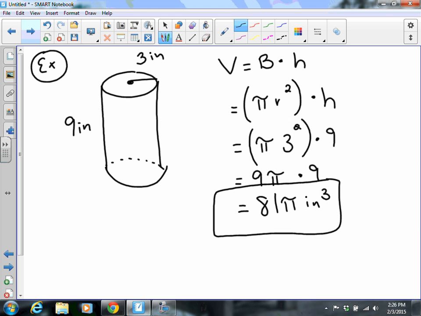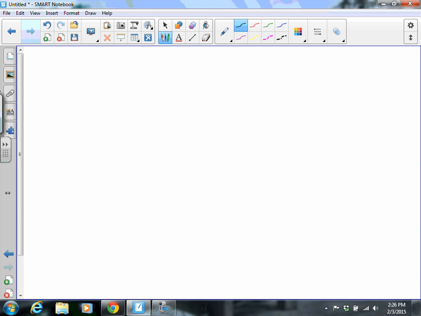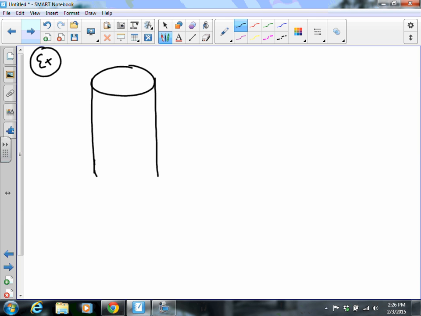So you're going to be given an example. I want you guys to go ahead and solve it, and then once you enter your answer in, I will show you how to go through it. So I have 10 centimeters as my diameter, 22 centimeters as my height. So go ahead and figure out your volume.